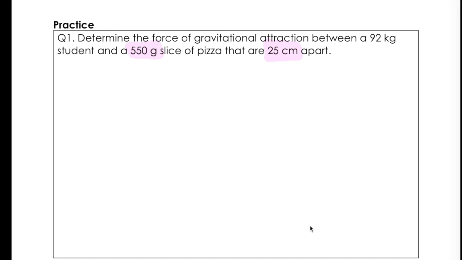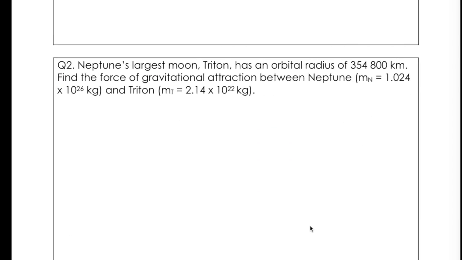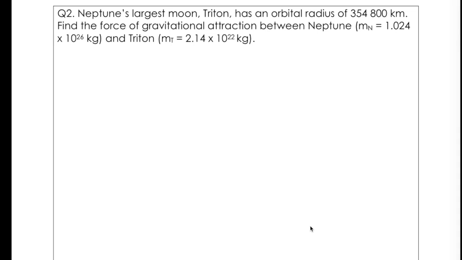Okay. For question number 2, here it does give you an orbital radius. Okay. And so it's basically saying that Triton is orbiting Neptune, and so the radius of its orbit would be the distance between the two bodies. Okay, but do notice that it gives you the radius in kilometers, so you will need to convert that into meters before you plug it into the equation.